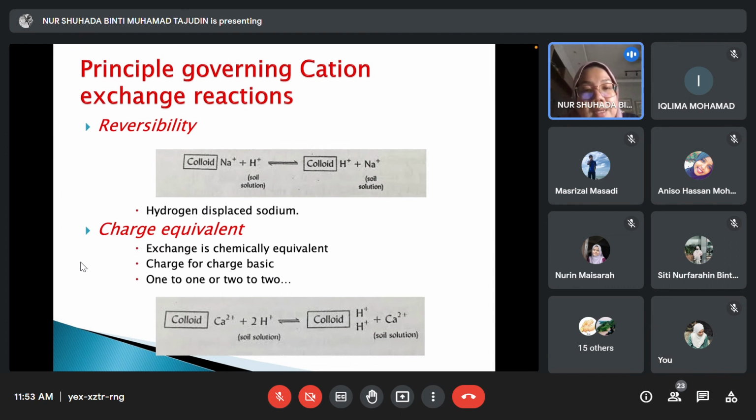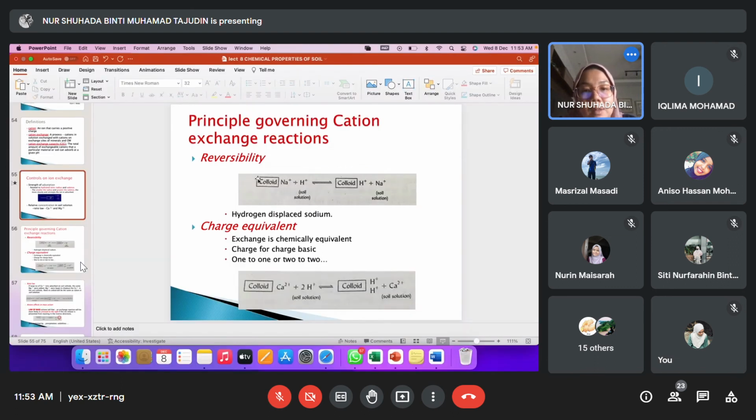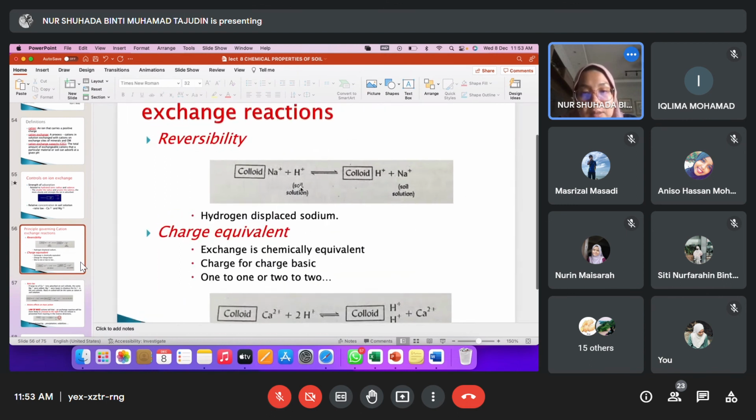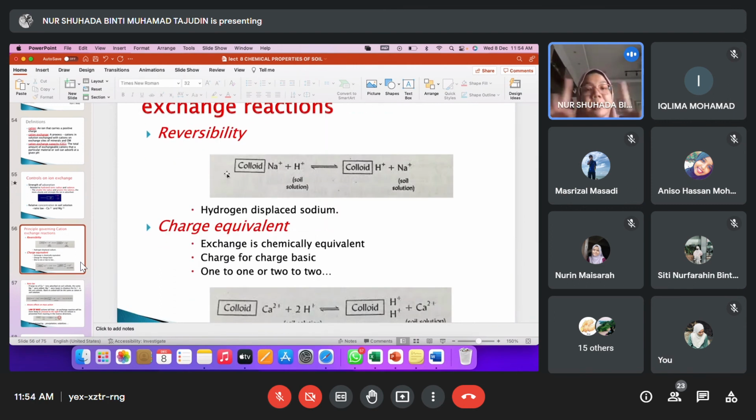Reversibility means that if the soil colloid holds sodium and in the soil solution there is H plus, it can be exchanged. It is reversible. The H plus can sit and it will release sodium. But if the sodium wants to sit there, the sodium can replace the H plus. But the exchange depends on a few factors which we will learn later, in these 5 factors. Please remember it can be exchanged.